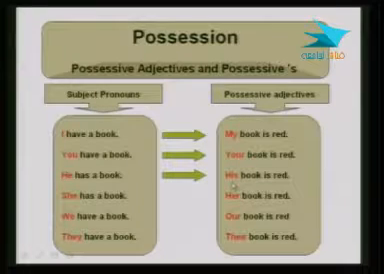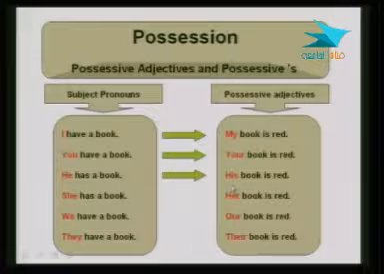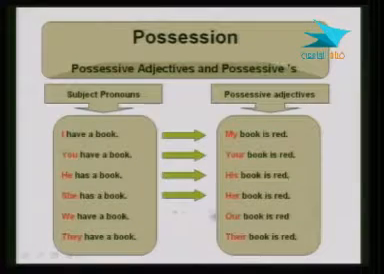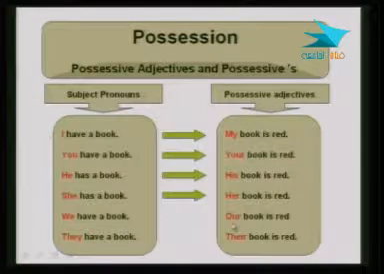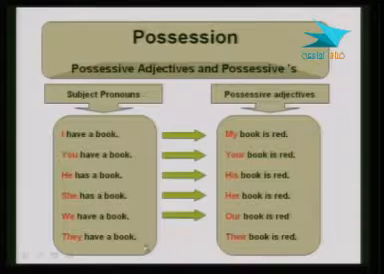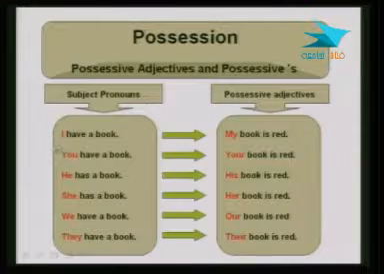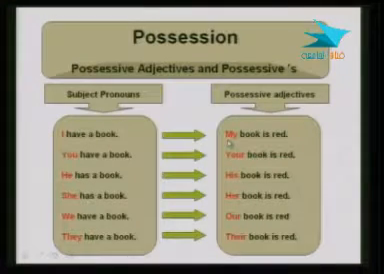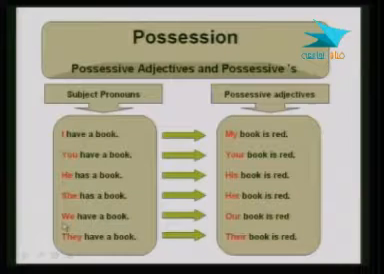So his book is red. His book is red. This is a different way to say it. And then she has a book, her book is red. We have a book, and our book is red. They have a book, their book is red. So I, and here we have my as the possessive adjective, you, your, he, his, she, her, we, our, they, their. Okay, let's move on.